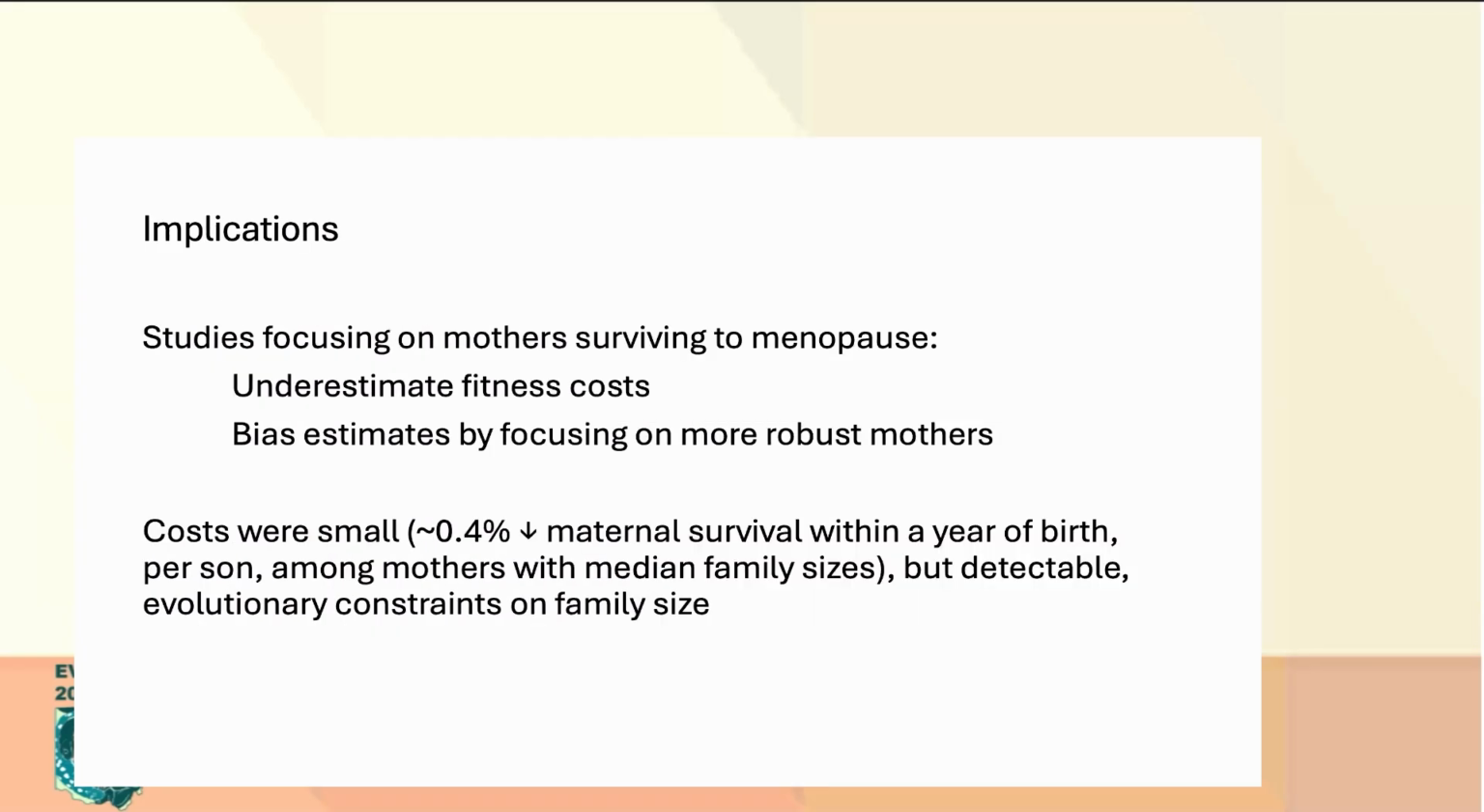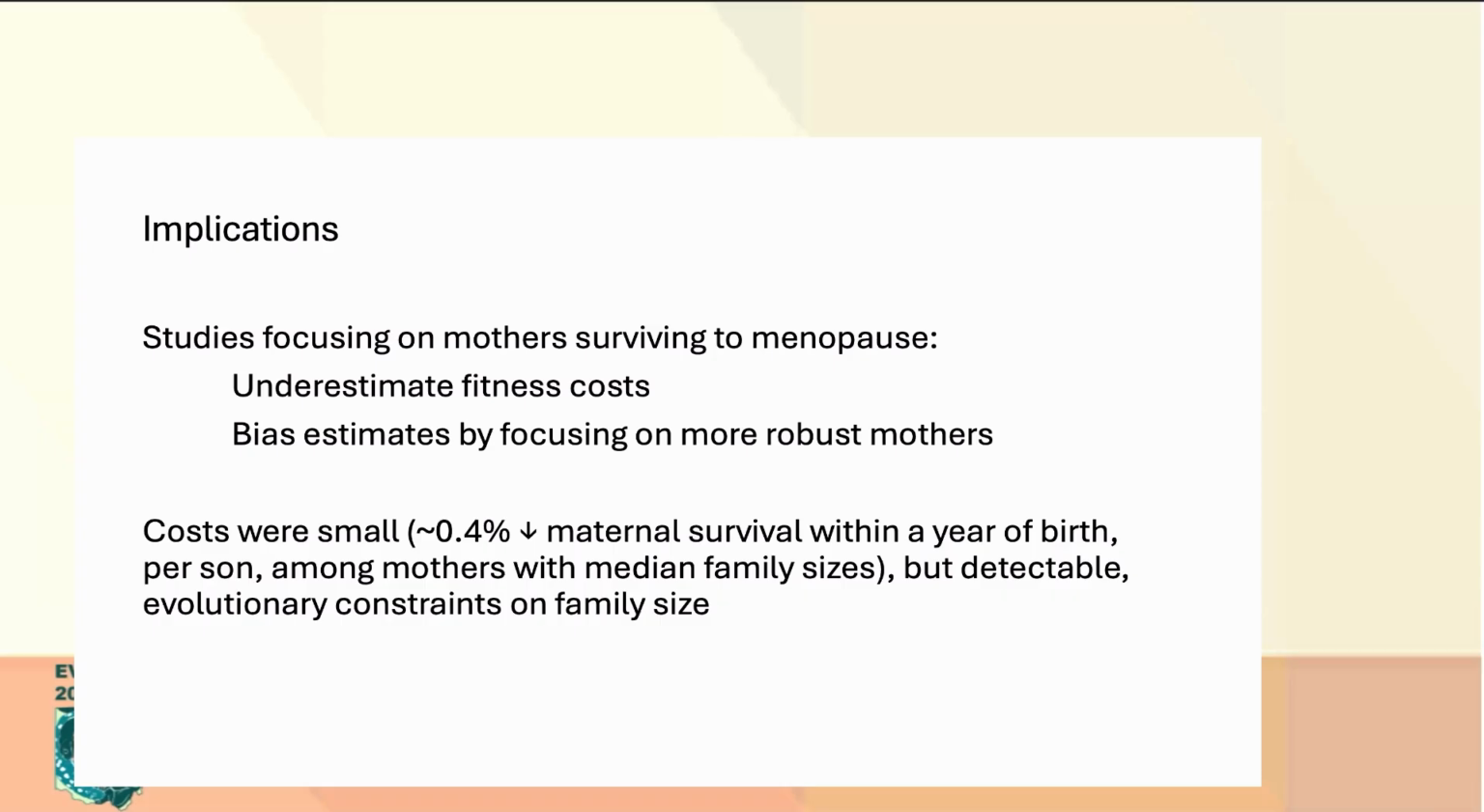So the implications are that studies that just focus on mothers that survive to menopause are actually going to underestimate fitness costs of having sons, or fitness costs in general if we're looking at reproductive costs, because we're not looking at the cost during reproductive years. And if you die during reproductive years, that has a massive cost on your reproduction. And it may actually result in biased estimates if we're looking at mothers that reach menopausal age, because we're excluding those frailer mothers who died during reproductive years.